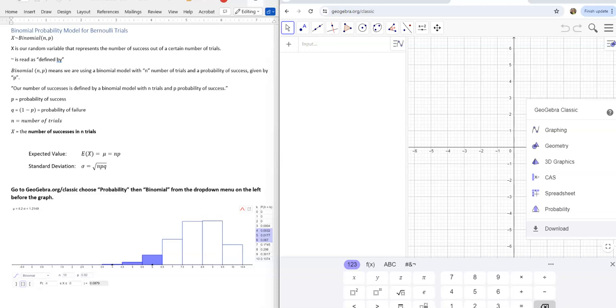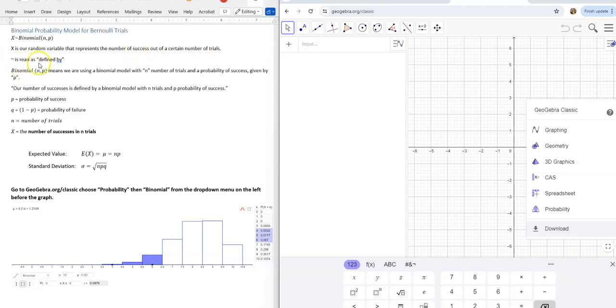Hi, it's Carly McAvoy. I wanted to show you how to use GeoGebra to solve some typical problems that you might see using Bernoulli trials. One of the things you might see is this notation, X tilde binomial n, p. X stands for our random variable that represents the number of successes out of a certain number of trials.